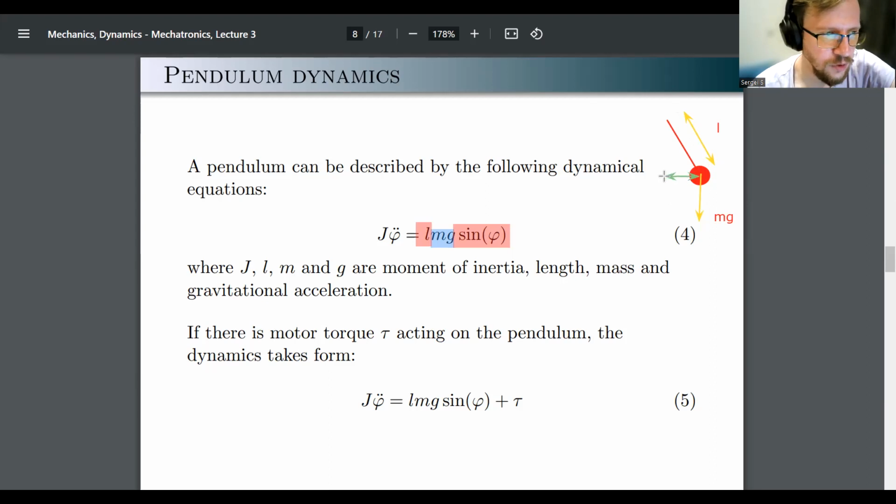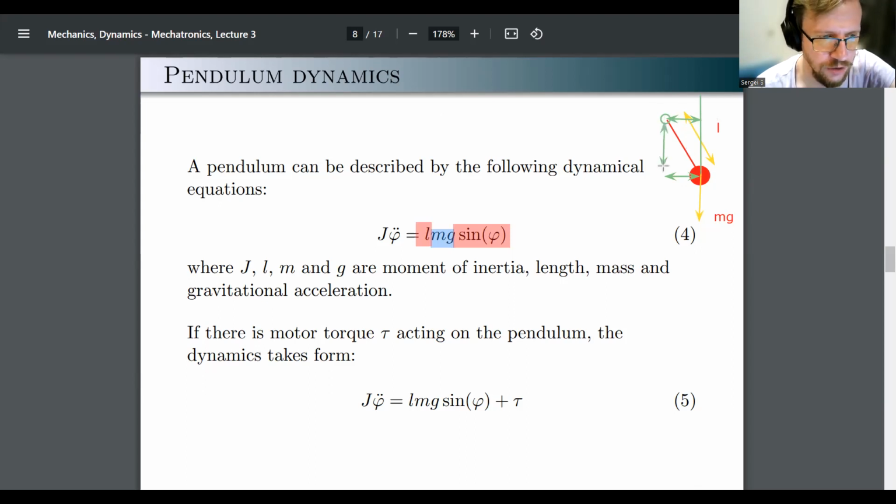This is the distance from the... what is this distance? So let me explain a little bit more in detail. This is a line of action of the force, and here we have the place where the pendulum is connected, like the axis of rotation. So the distance we are talking about is the distance from the axis of rotation to the line of action of the force. And this distance happens to be L times sine of phi.